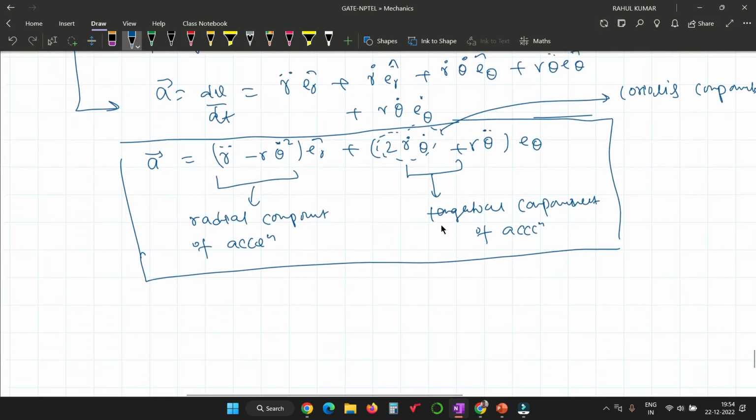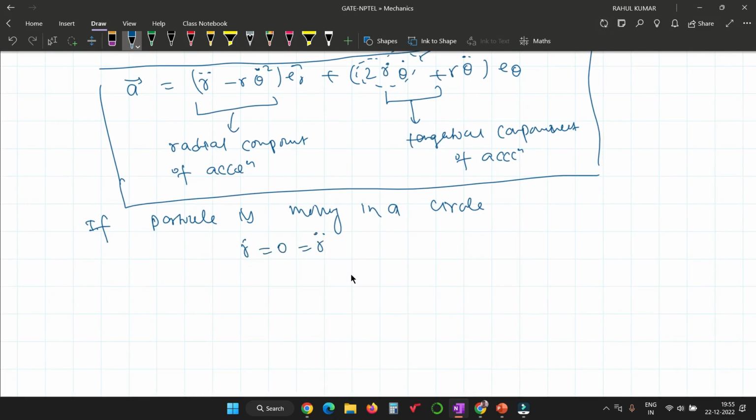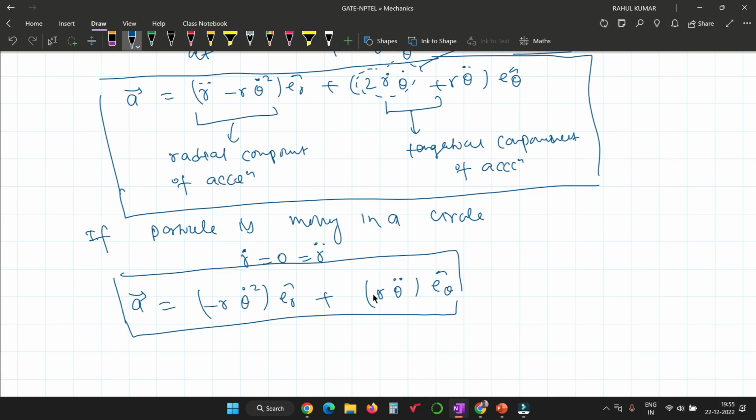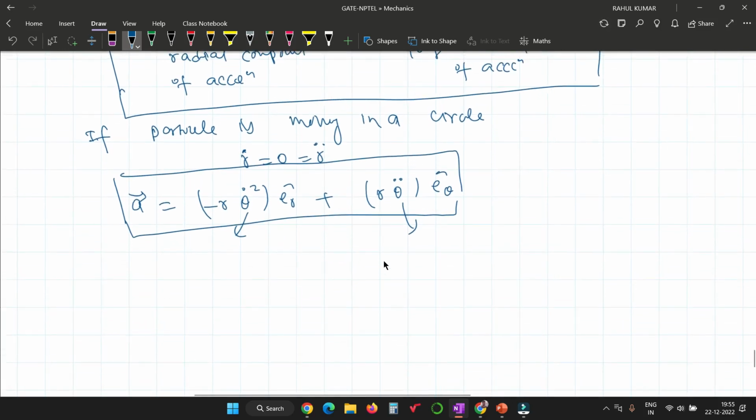Now I'm finding a corollary. If the particle is moving in a circle, then r dot equal to 0 equal to r double dot. Then what will be the acceleration? This part will become 0. You will get r theta dot square er, plus this becomes 0, and you will get r theta double dot e theta. You study this in circular motion, and you always say that this is tangential acceleration and this is centripetal acceleration. Okay, tell me, is there any doubt?